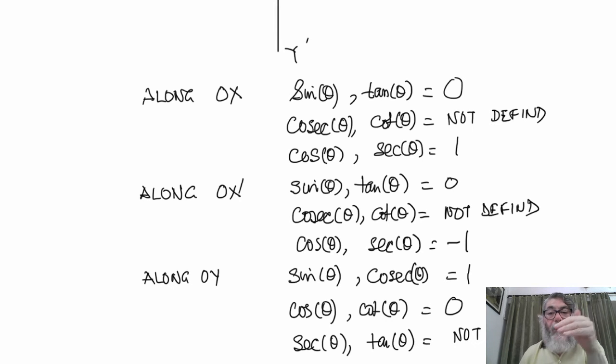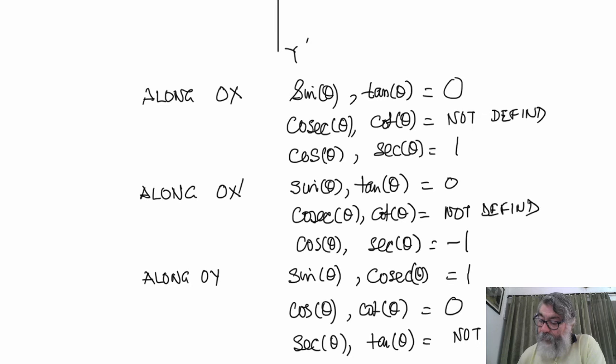What is 0 along the horizontal line becomes 1 along the vertical line. Sine theta and tan theta were 0 here, but sine theta has become 1 here. The opposite of sine theta is cosec theta, so cosec theta will become 1. You will say tan theta will also become 1? No, because it was 0 also. Tan theta is sine theta upon cos theta, and because cos theta is 0, it will not be defined.